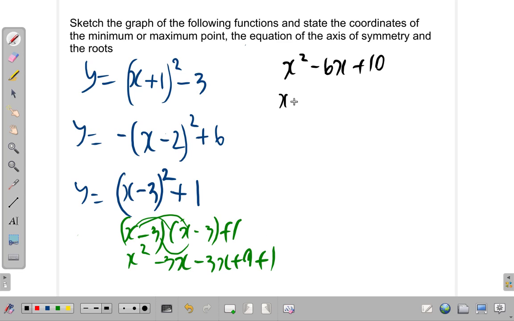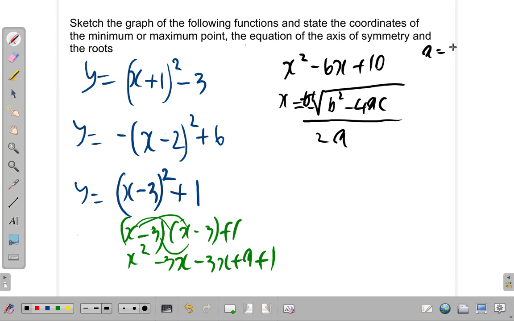The formula says x is equal to negative b plus or minus the square root of b squared minus 4ac all over 2a. Let's try that. We have to identify a, b, and c first. In this case, what is a? A is 1 because it's like 1x squared, so a is 1. Negative 6 here. This is negative 6. So b is negative 6, c is 10.